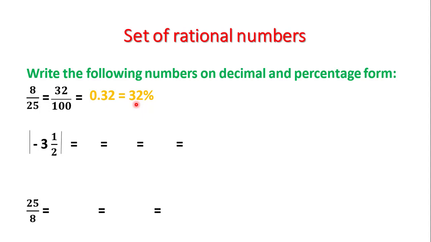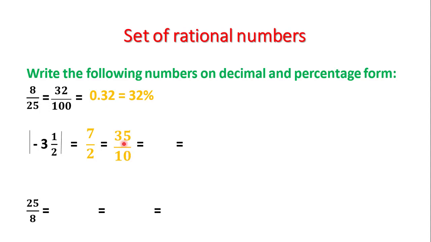So 32%. The next one, negative 3 and 1 over 2, absolute value, so the result will be positive. The first step, I'll put the mixed number as an improper fraction, the same denominator. 3 times 2 equals 6 plus 1, 7. Now I'll multiply up and down by 5 to get 35 over 10.